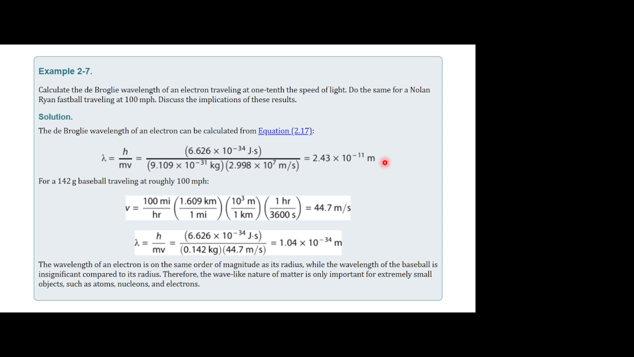Okay. It makes these problems real easy if, at the beginning of an exam, if I haven't given you what a joule is, which I probably will, you write down what a joule is. Or you have that. Anyways, this is for a 142 gram baseball traveling at 100 miles per hour. We convert the velocity to meters per second, convert the mass into kilograms. We plug that into the formula, and we get that right there. Our wavelength is 1.04 times 10 to the negative 34.